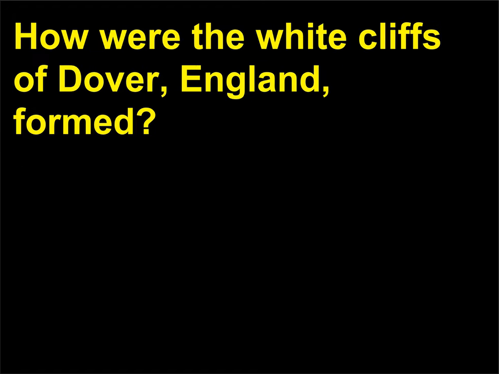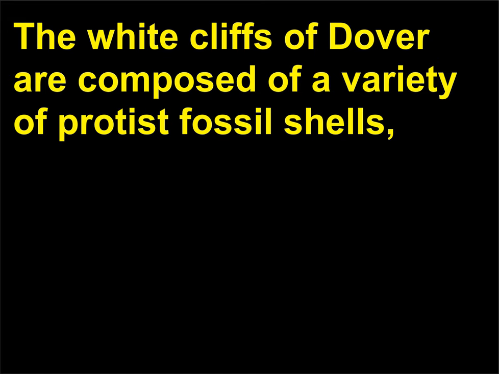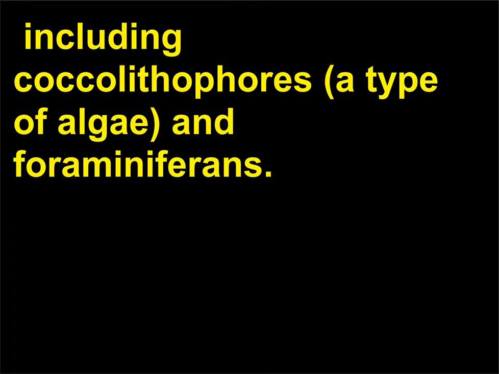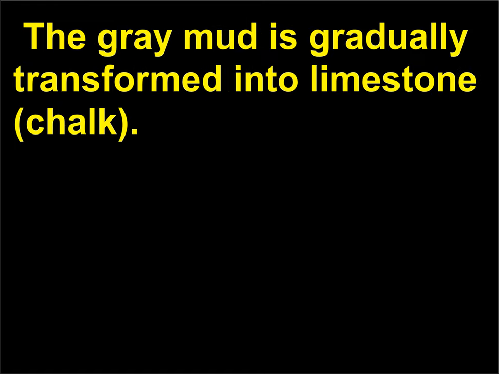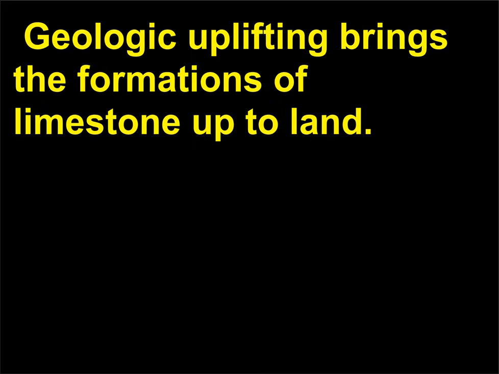How were the White Cliffs of Dover, England, formed? The White Cliffs of Dover are composed of a variety of protist fossil shells, including coccolithophores, a type of algae, and foraminiferans. The shells of dead foraminiferans are deposited on the bottom of the ocean and go on to form gray mud. The gray mud is gradually transformed into limestone, chalk. Geologic uplifting brings the formations of limestone up to land.